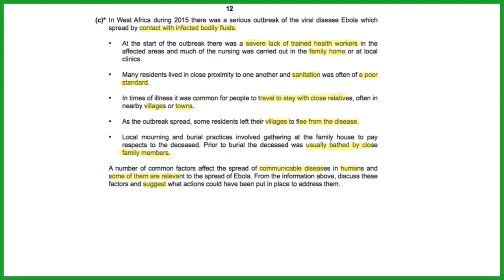Now, the learning point from this is to connect the contact with infected bodily fluids, the concept of communicable diseases, and then to suggest specific measures which could have been taken which addressed the problems that caused the disease to spread more rapidly.